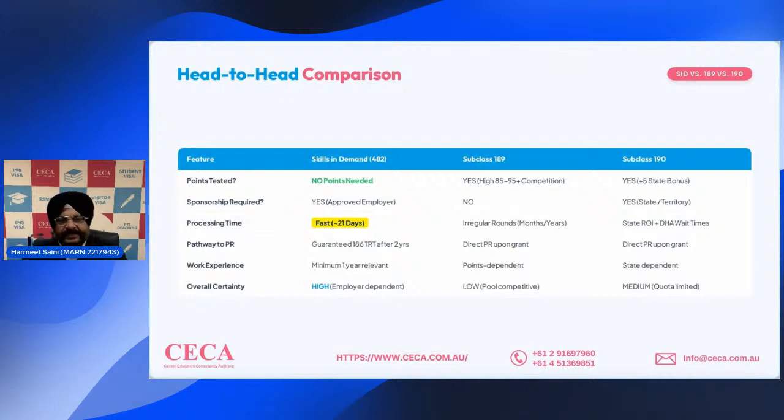And secondly, sponsorship requirements. Yes, the skill in demand visa requires employer sponsorship. There is no state or any other body sponsorship required, only the employer needs to sponsor you. And there is no sponsorship for 189, but for subclass 190 state sponsorship is required.